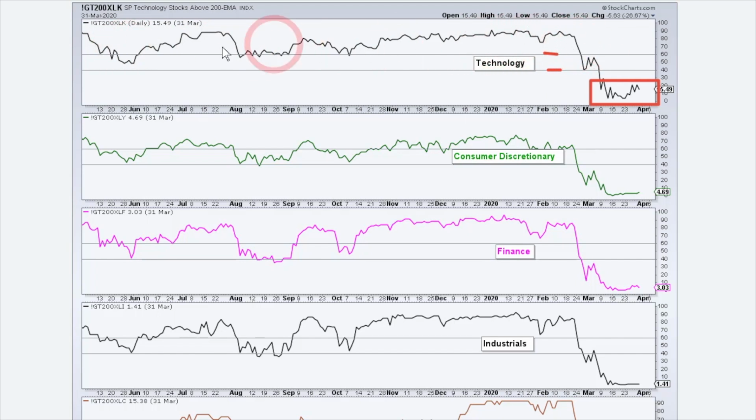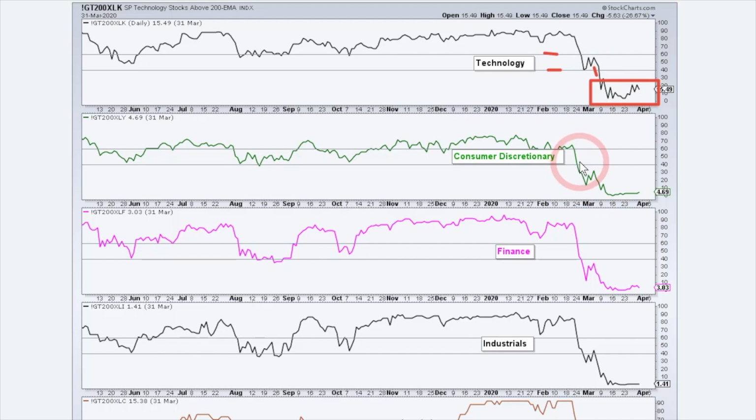And you can see that that stayed like that until February when we got below 40%. And I don't use the 50% level because you're going to get too many whipsaws. But I look for a serious move in one direction or the other. So when you get below 40%, that means 60% or more of stocks are below their 200-day EMA, and that's bearish. And technology was the last one to do that in the second week of March.